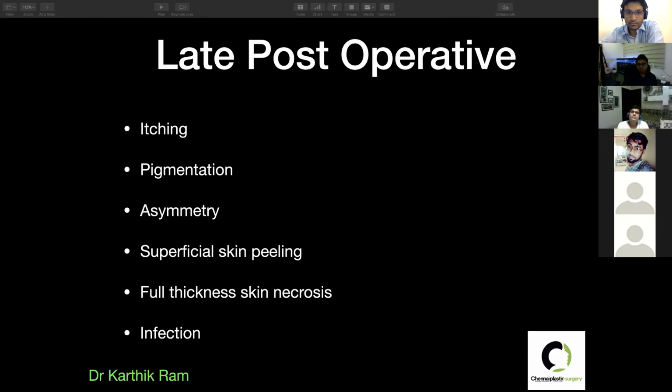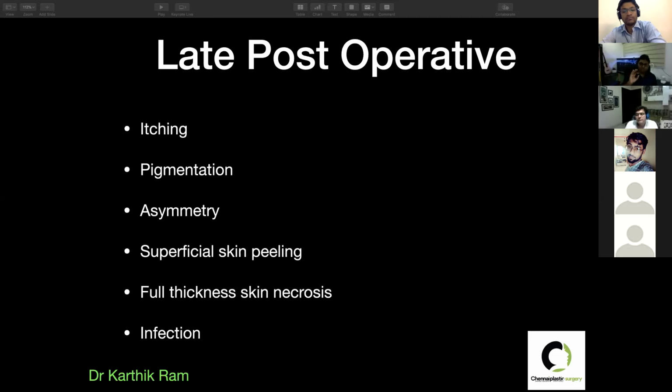Then comes a little late post-operative issues like itching. Some people have an intractable itching. They can't manage it with anything. Usually it comes in the second or third week after liposuction. Usually it's a healing phase. Whatever medication you give, antihistamines or steroids or whatever, it won't stop.